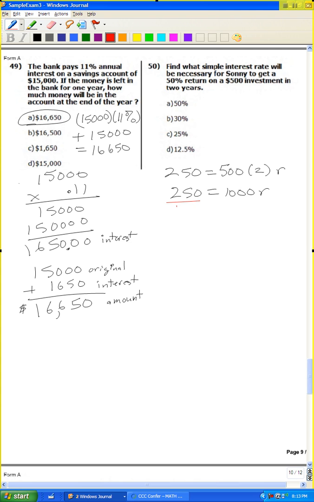Divide both sides of my equation by 1,000. And so R is equal to 0.25. Therefore, writing R in percent, let me move my decimal 2 places to the right. So I get 25%. Therefore, you need an interest rate of 25% per year in order to get a 50% return in 2 years. Obviously, it makes sense. In order to get 50%, you have to get 25% per year if you do it in 2 years. Okay. Any questions about that?